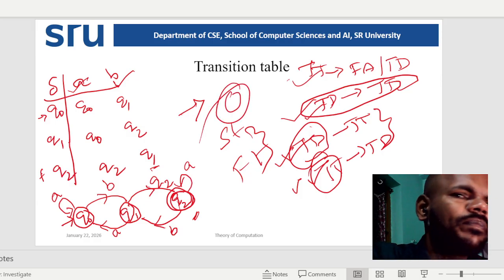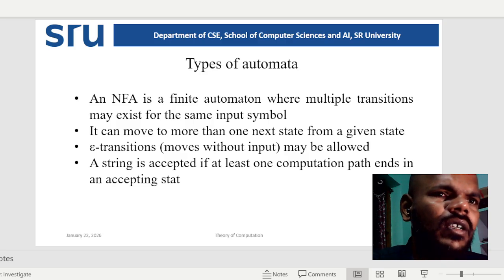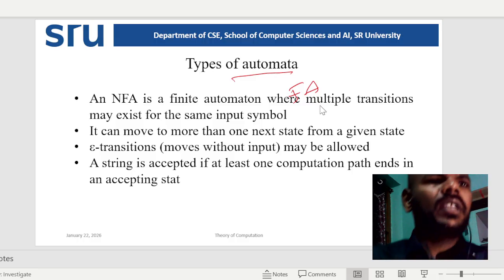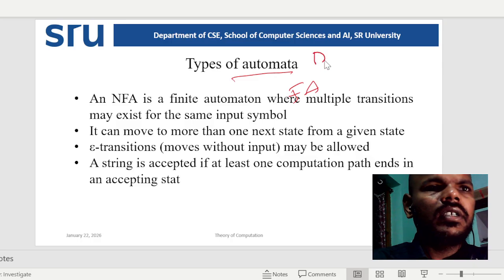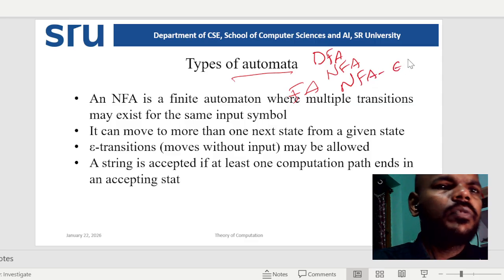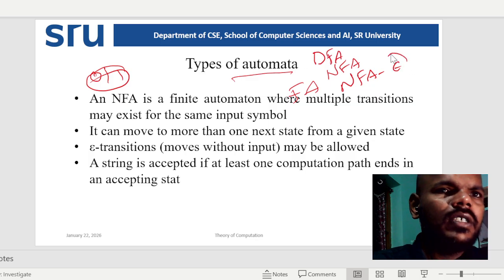So next we will discuss the types of automata. Just now we saw there are two kinds of finite automata, though here you don't need to think about whether it is automata or finite automata. One is DFA, that is deterministic finite automata, and the other is NFA, non-deterministic finite automata. We have one more, NFA with epsilon. Epsilon is a transition input symbol, just as we discussed the input symbols 0 and 1. So these are the three kinds of finite automata.